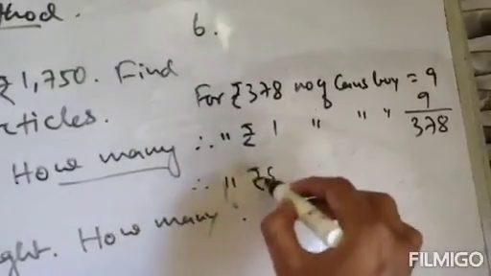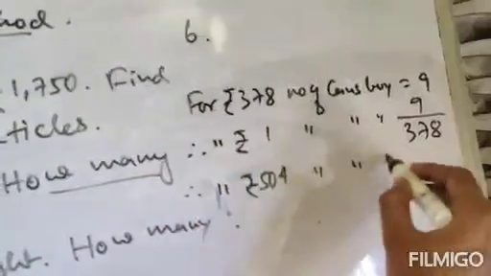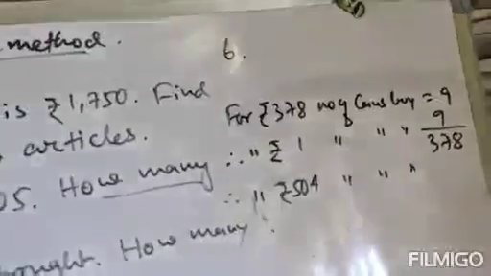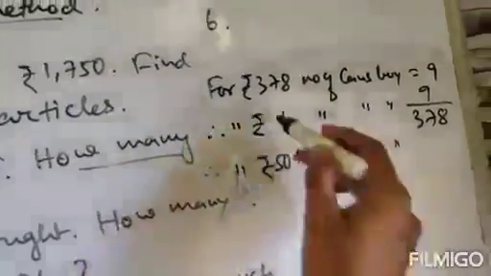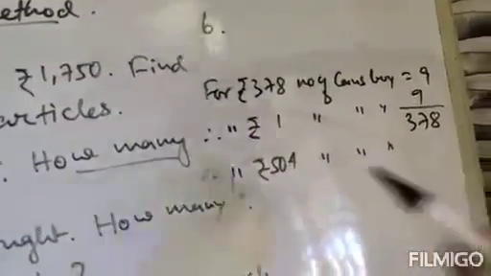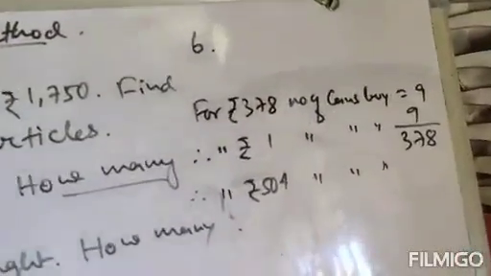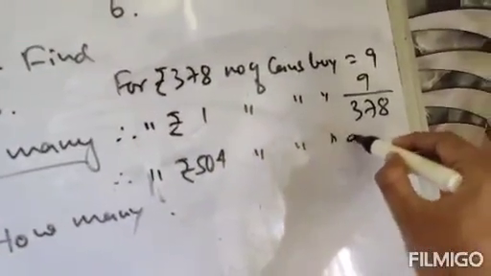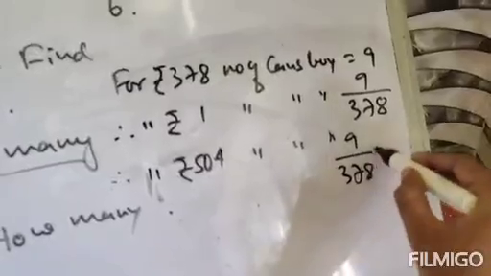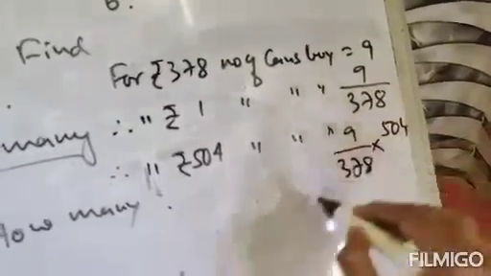Now the amount of money increases from 1 to 504. So if you have rupees 504 now, you can buy more cans, and that means we multiply. More means multiply. That means 9 by 378 into 504. Now calculate.